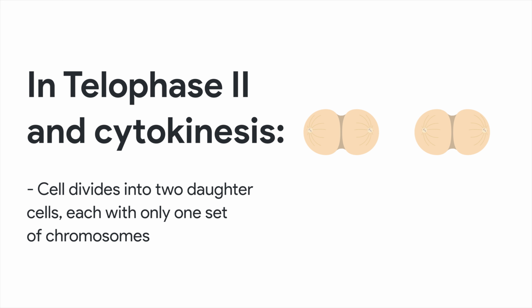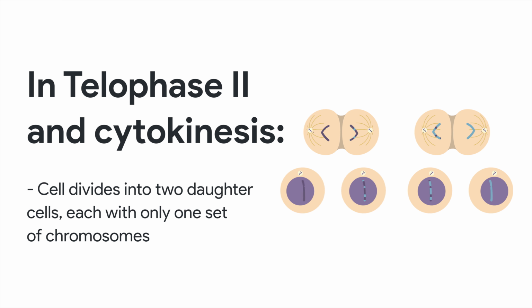Finally, in Telophase II, there are a collection of single chromosomes at each pole of the cell. In humans, there will be 23 chromosomes at each pole. A new nuclear envelope will form around these chromosomes. After this stage, the cell will divide via cytokinesis, resulting in two new daughter cells.